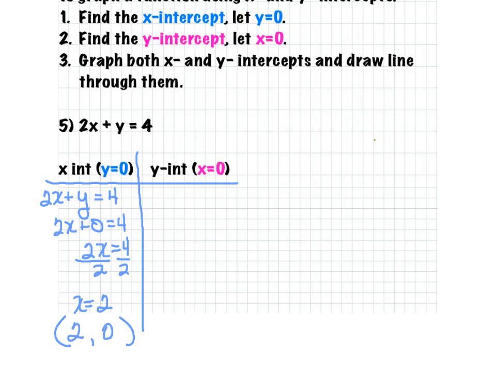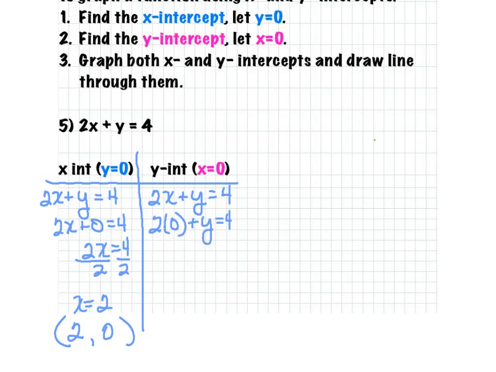Okay, let's do the same thing, but finding the y-intercept. Copy down the equation: 2x plus y equals 4. That's the equation that we're working with. And now to find the y-intercept, we're going to replace x with 0. So let's do that. 2 times 0 plus y equals 4.